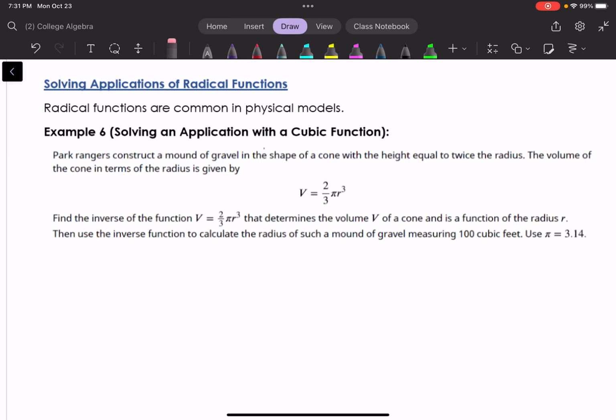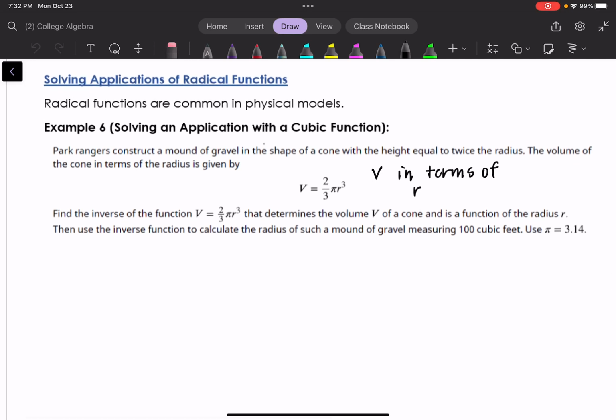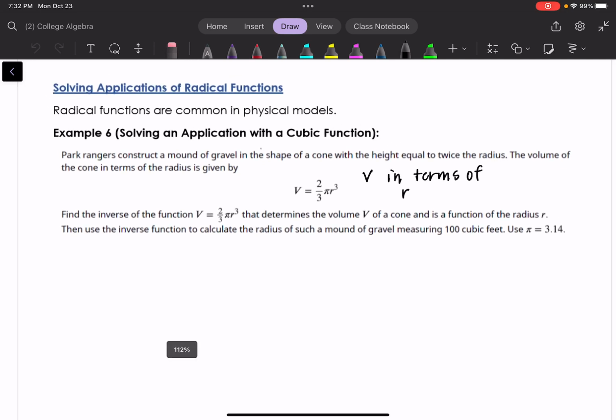This is v in terms of r, all right, because the variable is r. And so we want to find the inverse function that determines the volume v of a cone, and it is a function of the radius r. So then it wants us to use the function to calculate the radius of such a mound of gravel measuring 100 cubic feet.